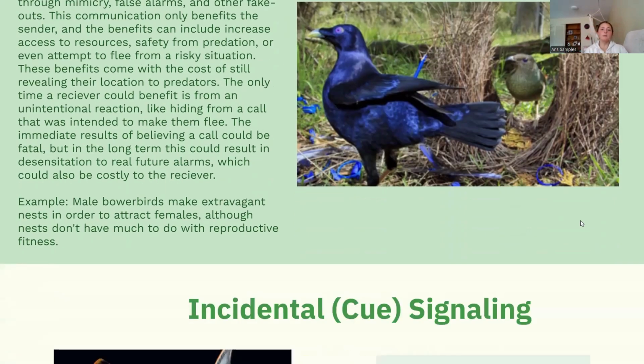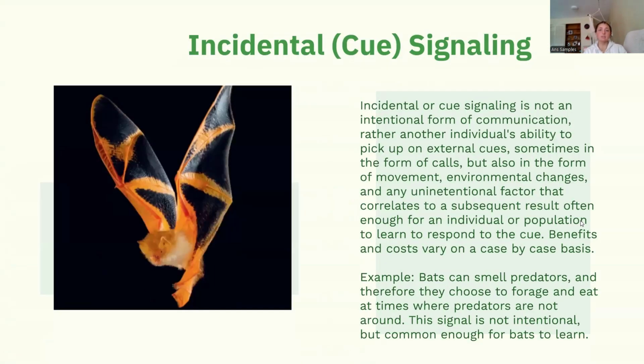That's dishonest signaling. Incidental or cue signaling is when an individual is picking up on a signal that's not intended for them. So bats do this. They smell the predators, and the predators aren't releasing pheromones on purpose, but the bats are picking up on it and they realize they don't want to get eaten. So they stay inside. They stay in their cave. You know what I'm saying?